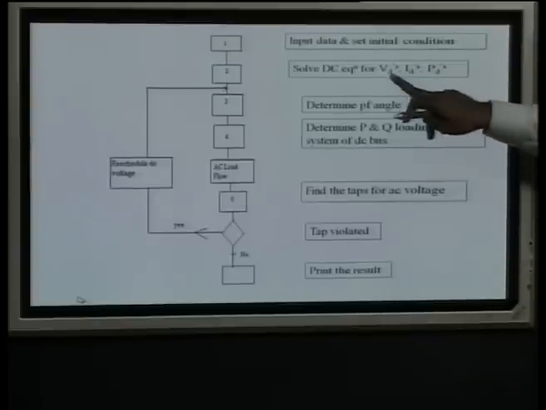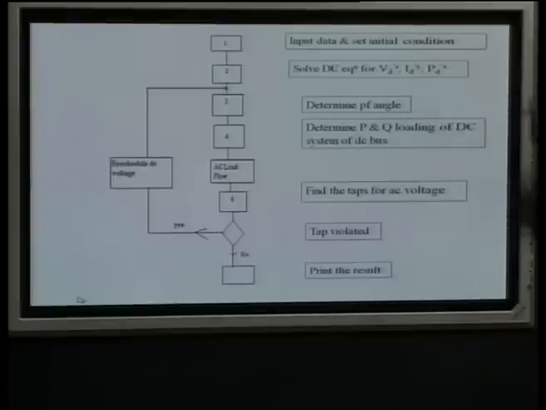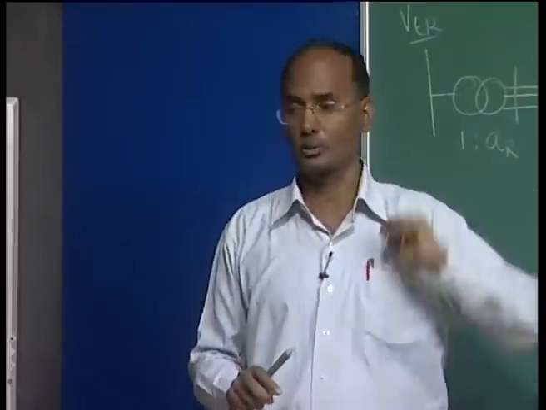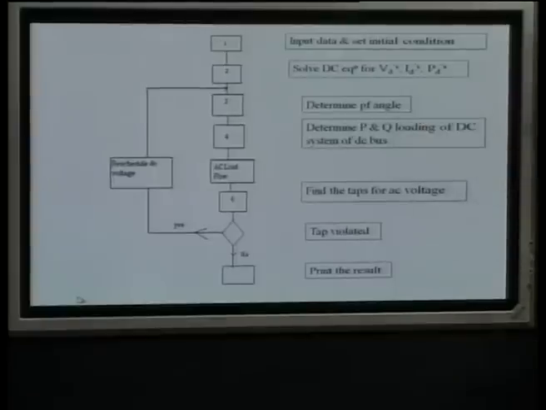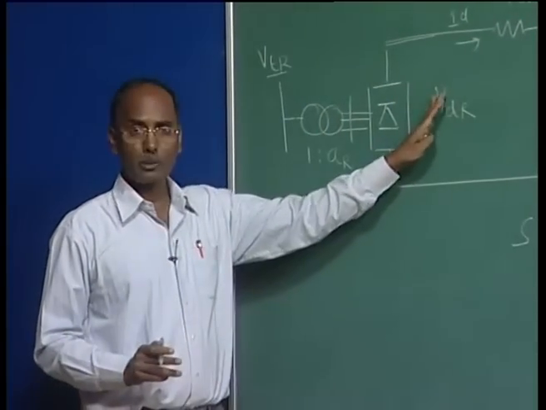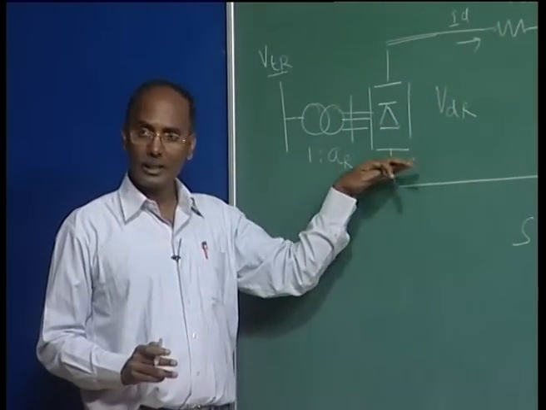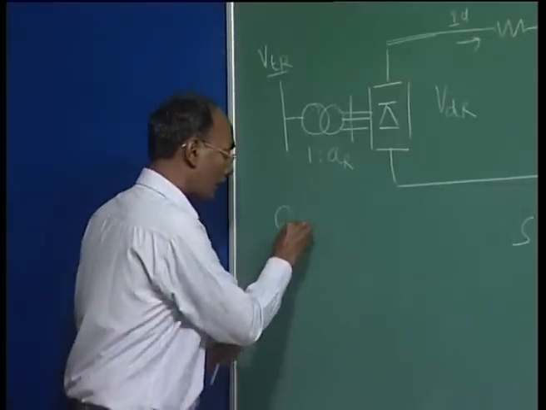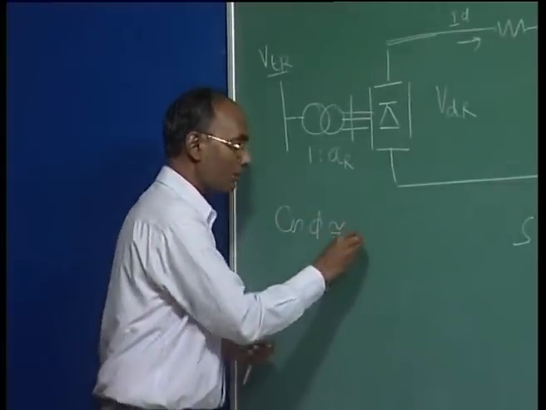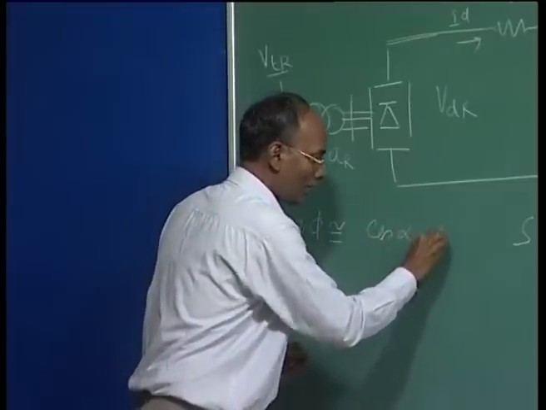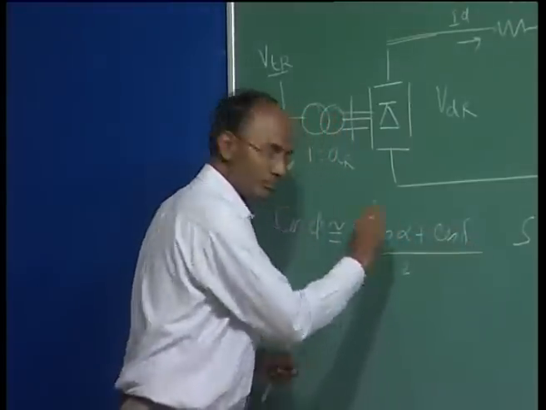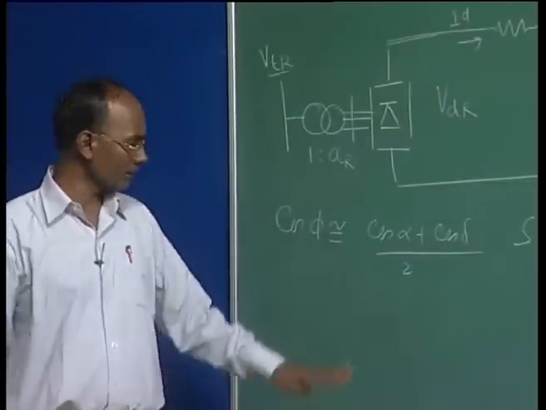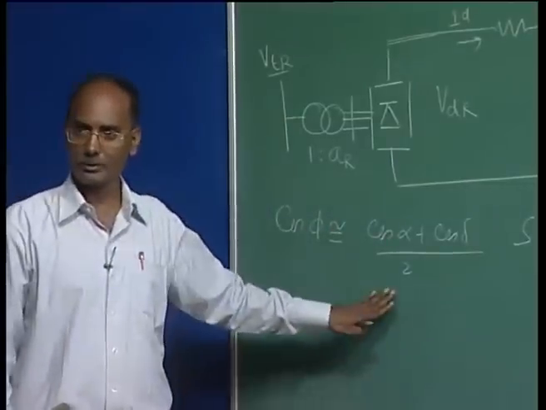We get VDR, IDR, and we also get VDI, then we get PD, which means we can calculate these variables based on this solution. Then we determine the power factor angle. Once you have determined these DC variables and what power is flowing, we can calculate the power factor angle, and you know cos phi is approximately equal to cos alpha plus cos delta by 2.